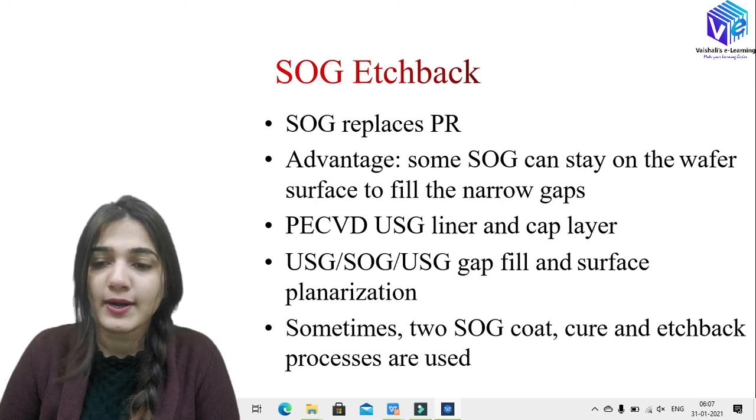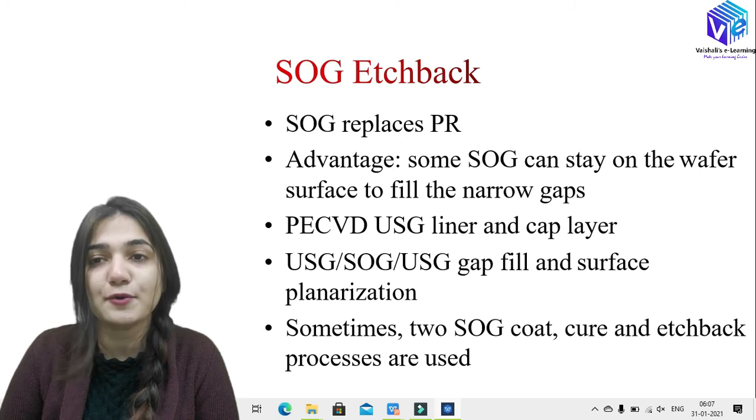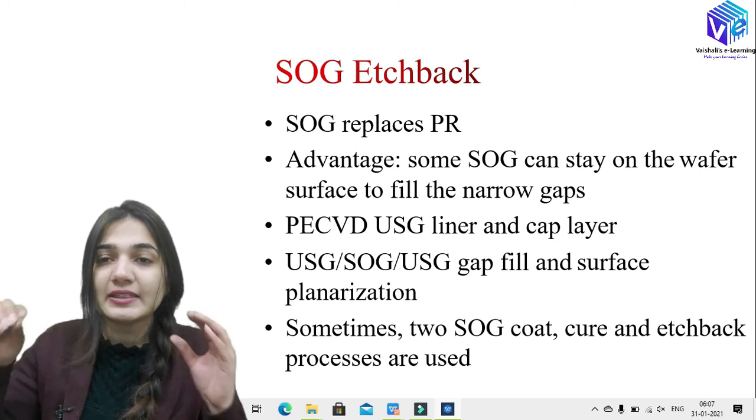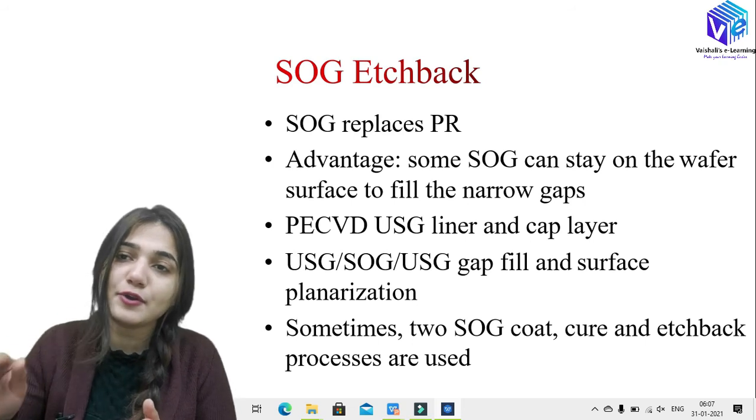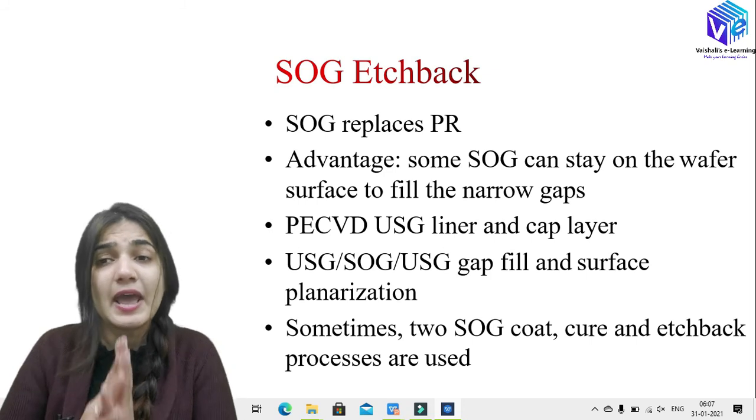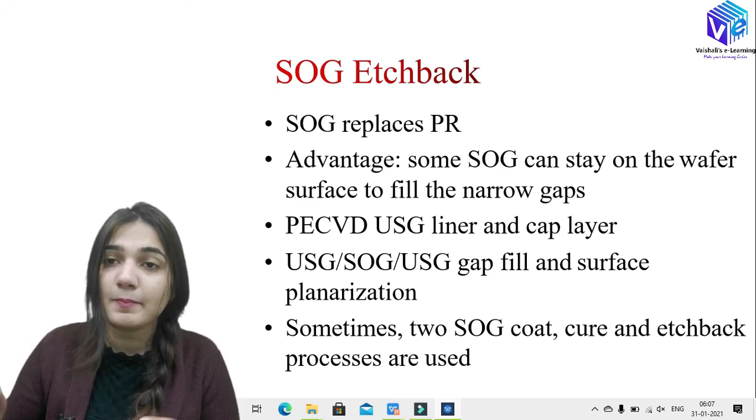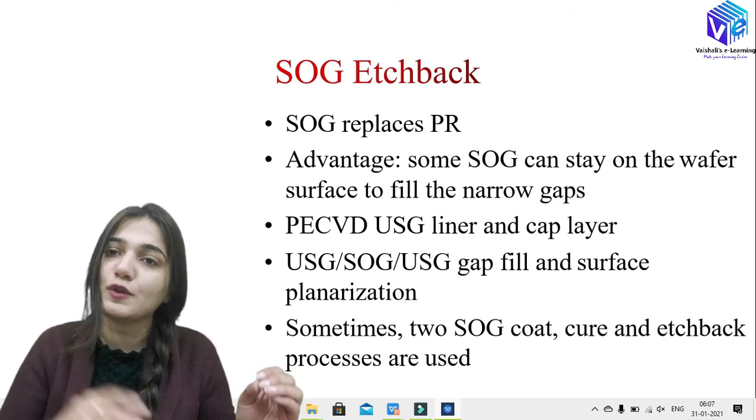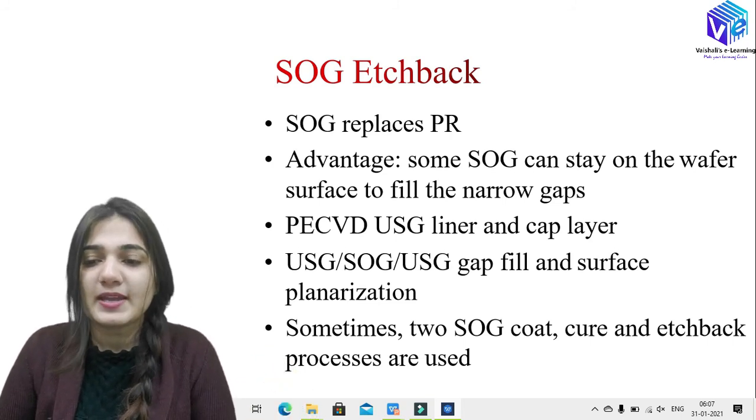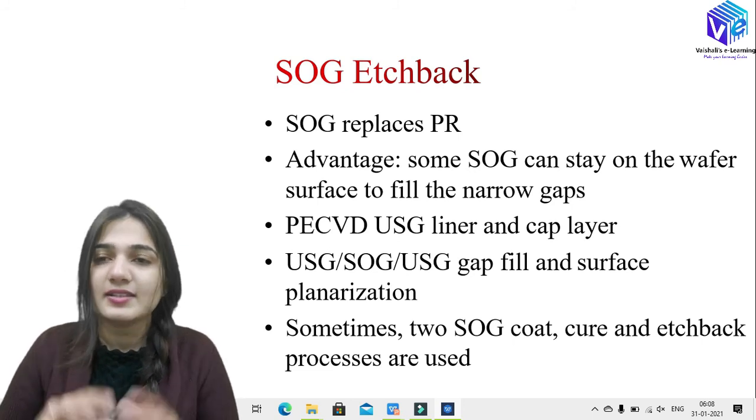There is one more advantage: some SOG can stay on the wafer surface to fill the narrow gaps as well. Whenever inside the structure we have some narrow gaps, it is going to fill those gaps, and it is going to give me a planar structure in the gaps as well. So it is making the structure planar, plus if some voids are present, it is going to fill those voids as well. So PECVD USG liner and cap layer are used, and USG, SOG and USG gap fill and surface planarization is the process step.